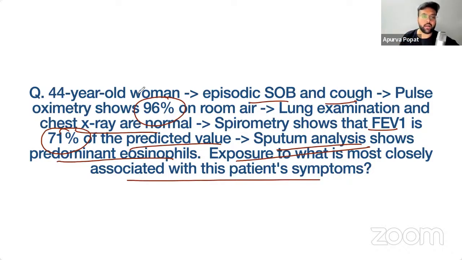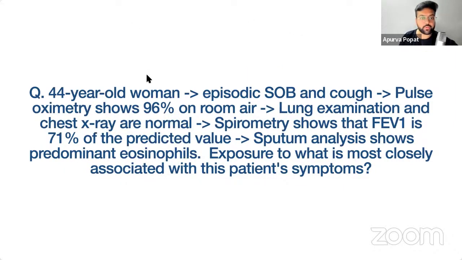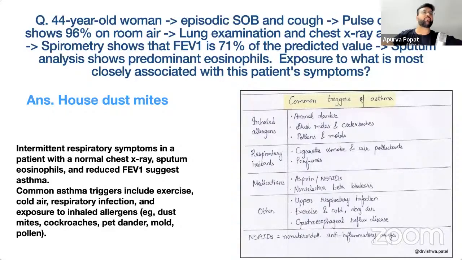This is a woman who has reduced FEV1, a normal chest X-ray, normal lung examination, and normal pulse oximetry, but sometimes she has episodic shortness of breath and cough. What's your diagnosis? And of course, it is showing a lot of eosinophils. This is asthma. So if the option has any exposure to any allergen, that's your answer.